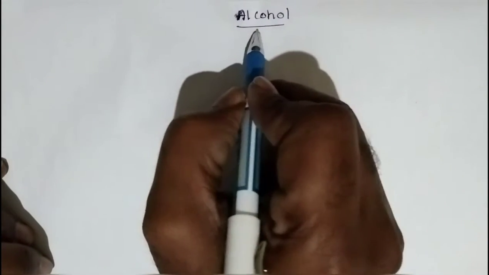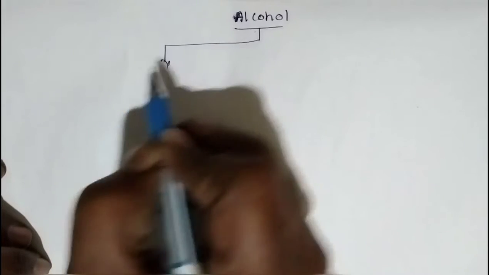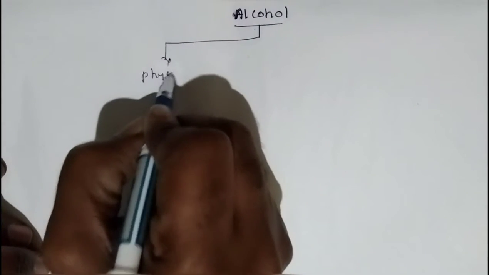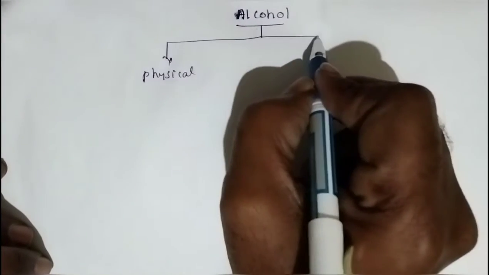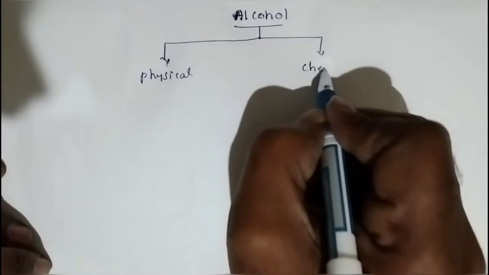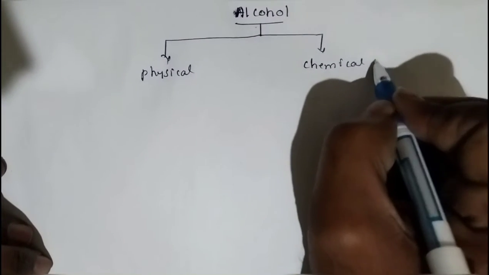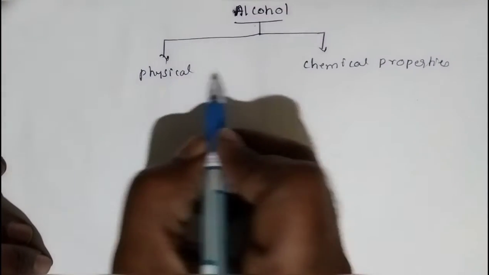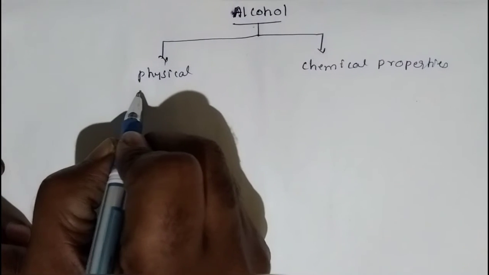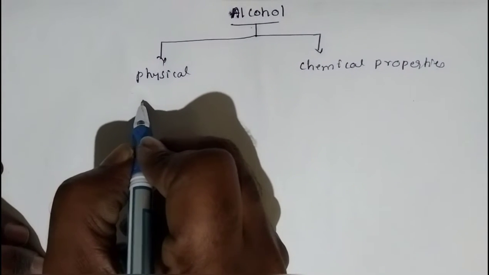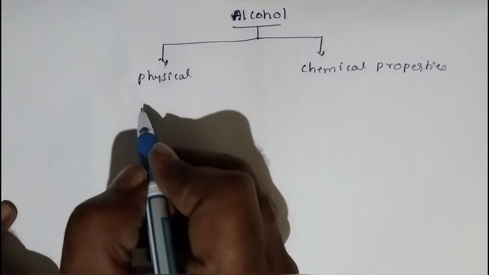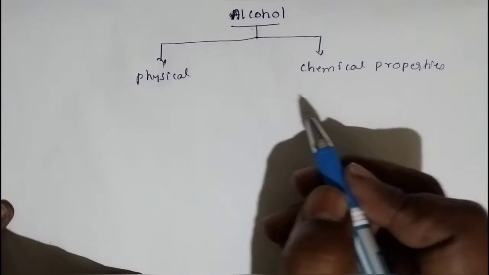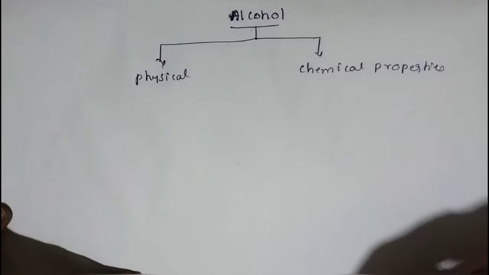In this video, we shall discuss alcohol properties. Alcohol shows two different types of properties. One, physical property, and another one is chemical properties. Under physical properties, it will come like solubility, melting point, boiling point, and dipole moment, etc. But in this video, we have to discuss chemical properties of alcohols.